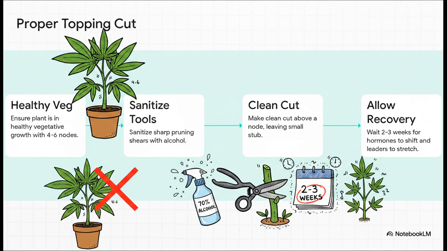Let's walk step by step through a proper topping cut. First things first, only do this if the plant is in healthy vegetative growth with about 4 to 6 nodes. Never ever top a sick plant. Second, grab your sharp pruning shears and sanitize them with alcohol. Treat this like surgery, guys. Third, make a clean cut just above a node, intentionally leaving a small stub.